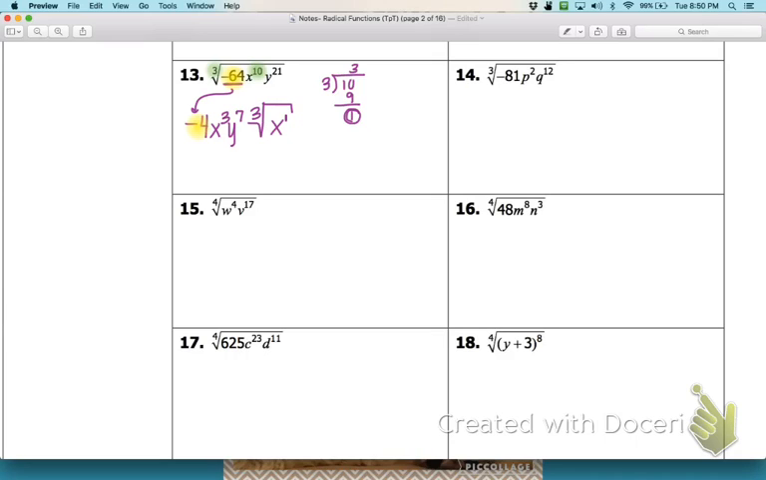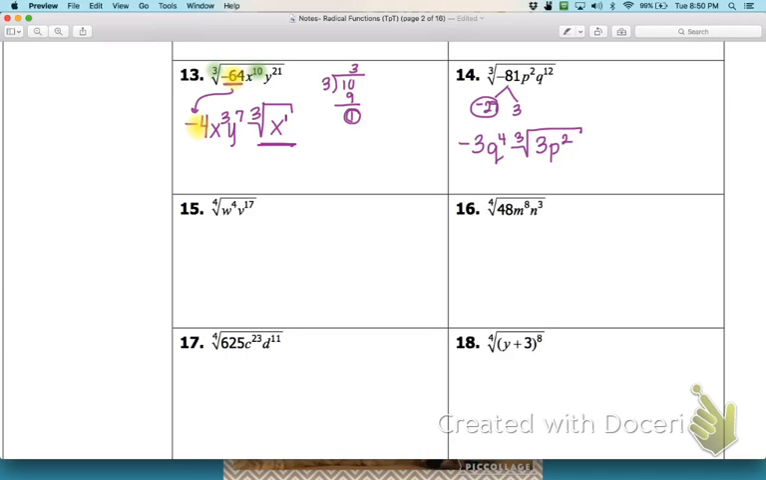And then I look at 3 and 21 for the y's. 3 goes into 21 7 times exactly with no y's left over. That's why we don't have any y's left in here. Let's go ahead and try to do number 14 the same way.